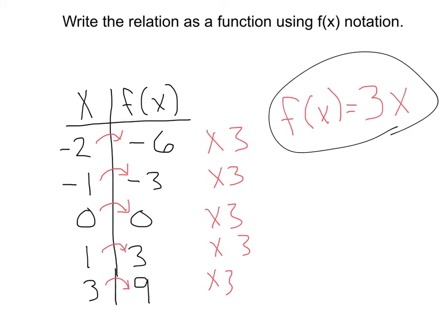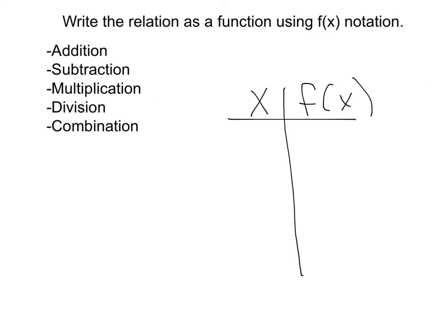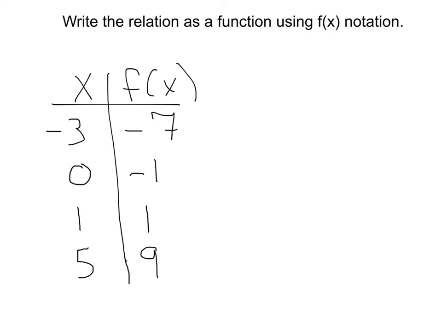And there we go. So when you're attempting to write functions to represent these tables, it's kind of like a puzzle. What operations do you have to use to get from your x to your f of x? And it has to be consistent the whole way. Now you can use any type of operations to get this done. Here's what we're going to be focusing on: addition, subtraction, multiplication, division, or a combination of those. So if your first attempt at adding doesn't work, you might try multiplication or division, etc. Let's try one more and I'll send you on your way.